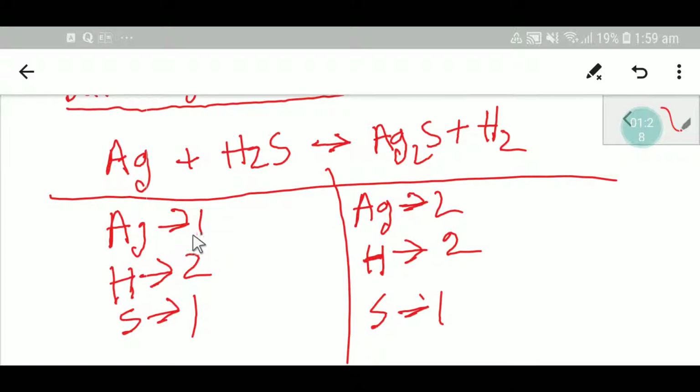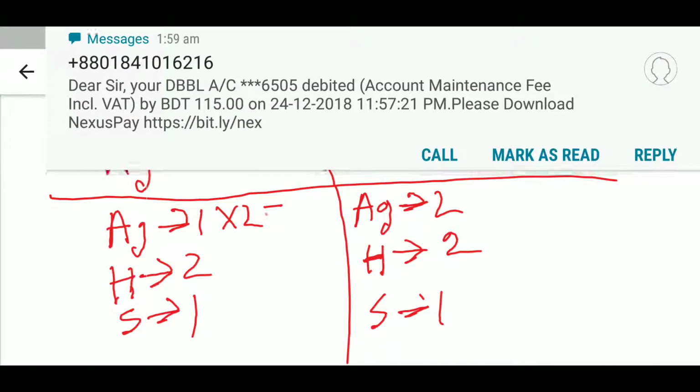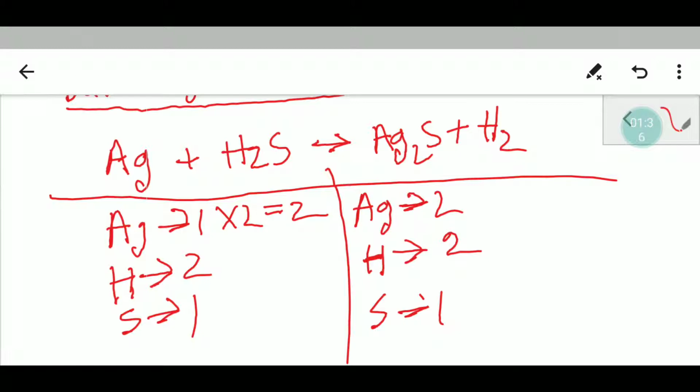So here we have one silver, but here we have two. So to balance the silver, what can I do? I can multiply here by 2. That gives me 2, right? And this 2 must come before this silver. So I have to place here 2. Okay. So now we have here two silver, two hydrogen, one sulfur. So you can say that this is the balanced equation, right?